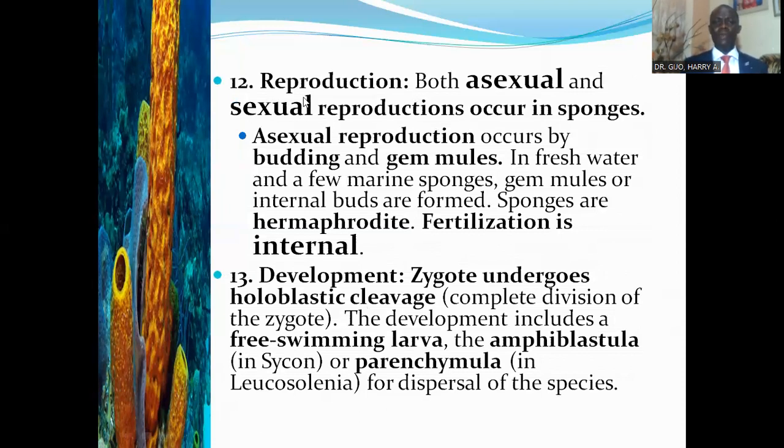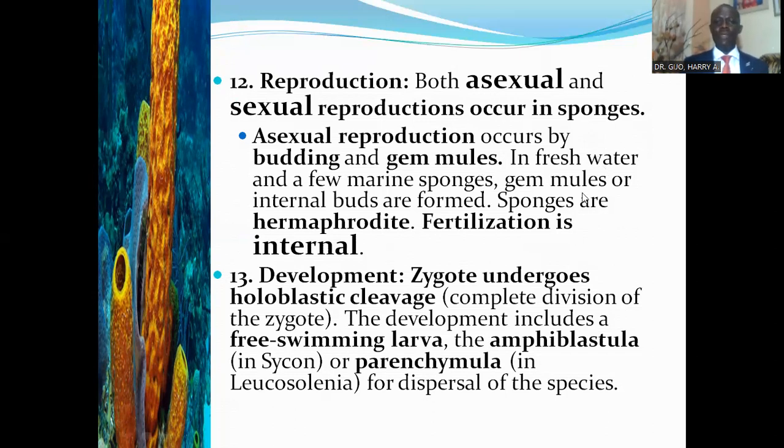The 12th distinctive feature is their reproduction. Both asexual and sexual reproduction occur in sponges. Asexual reproduction occurs by budding and germ moulds. Budding basically means when a sponge is formed as an outgrowth. So asexual reproduction occurs mainly by budding or by gemmules.